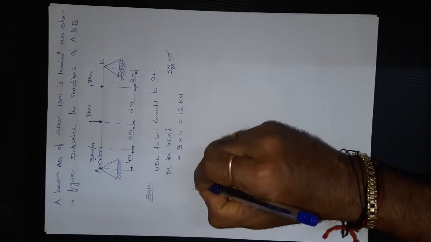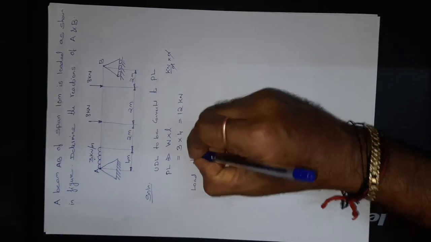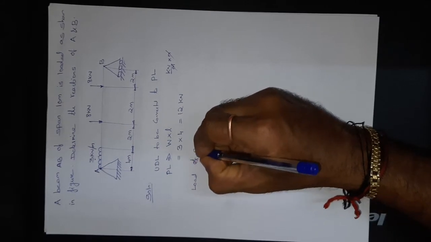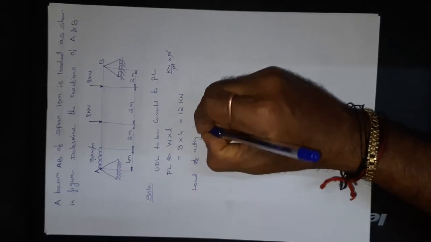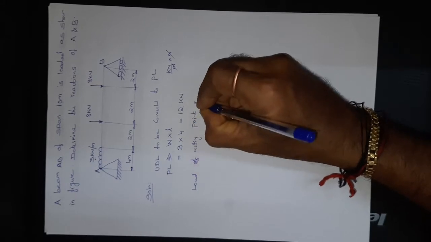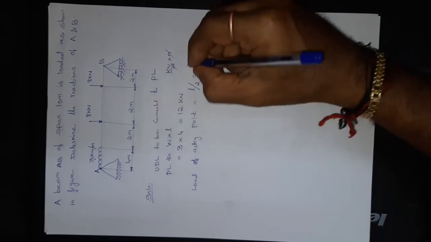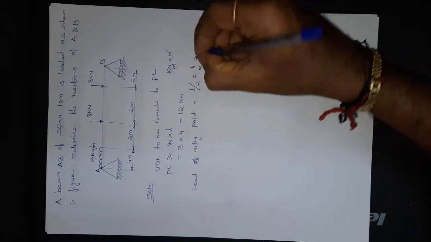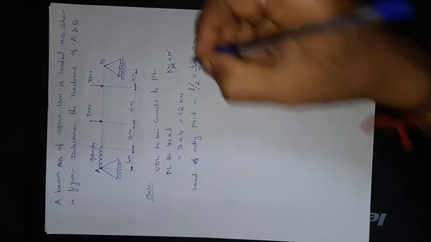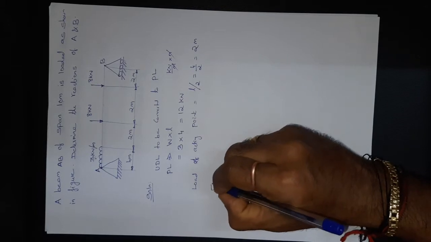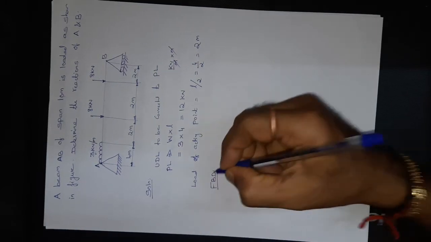And the load acting point of the UDL, the formula is L by 2. The length is 4 meter, isn't it? So 4 by 2, which is equal to 2 meter. Now I am going to draw the free body diagram.